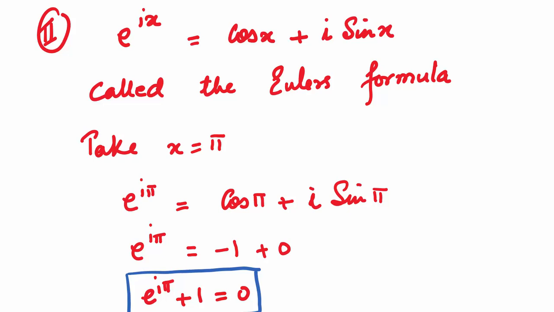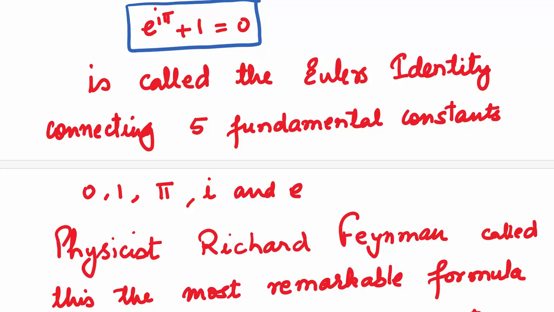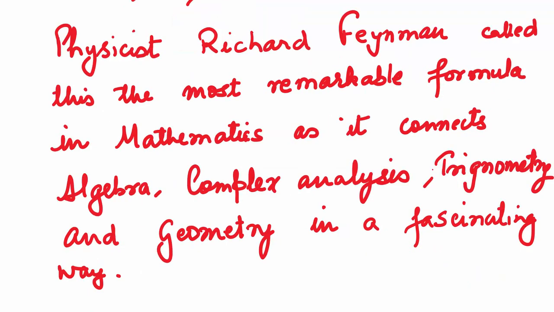If you take x to be pi, then e to the power i pi will be nothing but cos pi + i sin pi, and this is nothing but -1 + 0. We get e to the power i pi + 1 is equal to 0, which is Euler's identity, connecting five fundamental constants 0, 1, pi, i and e. Physicist Richard Feynman called this the most remarkable formula in mathematics as it connects many branches: algebra, complex analysis, trigonometry, geometry, in a very, very fascinating way.